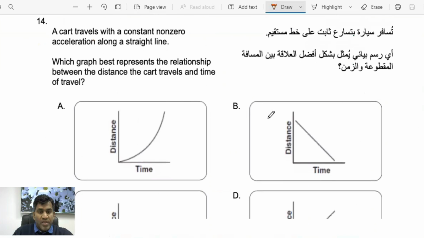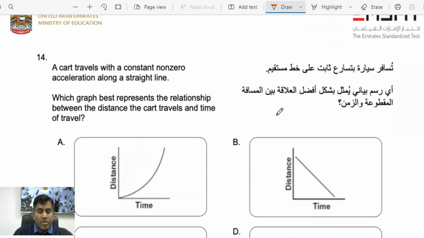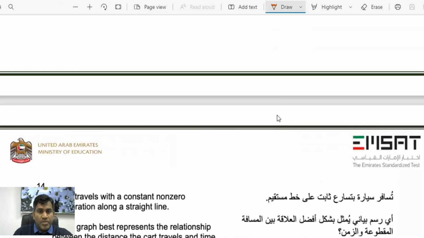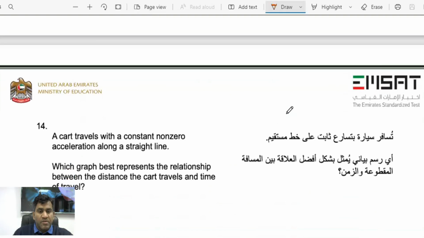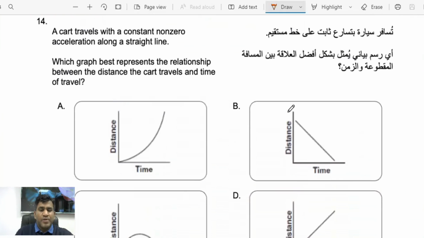All right, so let's move to the next question. Question number 14. So let me just see. This was 13 we did. Yeah. Let's go with question number 14. Question number 14 is just a theoretical question, so there is not much required.